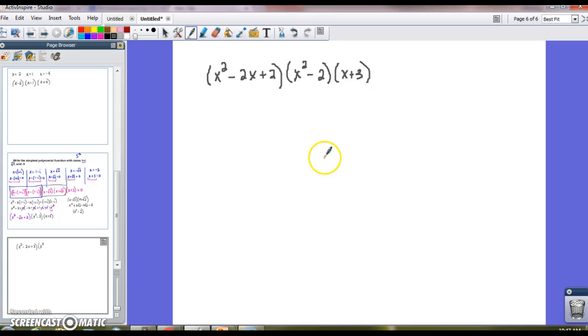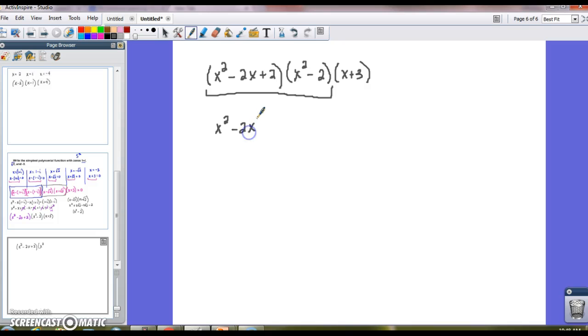So again, I'm just going to go ahead and multiply these out. I'm going to look at my first two here and multiply them together, and then I'll multiply that by x plus 3.